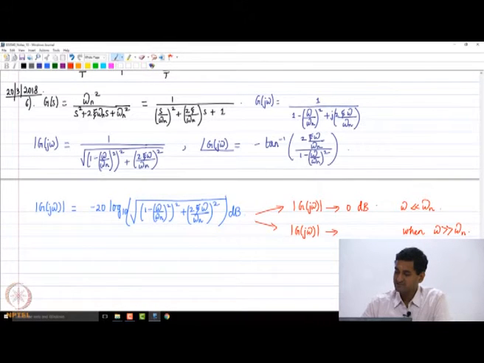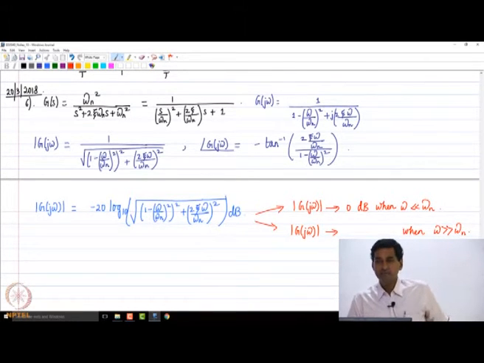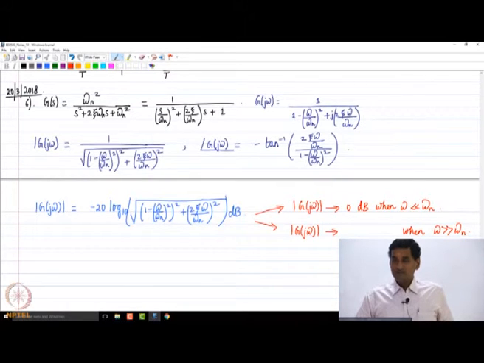Okay, so let me erase this and say when omega is much less than omega n. What do you think happens when omega is much greater than omega n? Obviously omega by omega n is now going to be much greater than 1. Within this first term, you have 1 minus omega by omega n squared. So that will effectively become minus omega by omega n squared, but you are squaring it. So the first term is going to be like omega by omega n to the power 4.